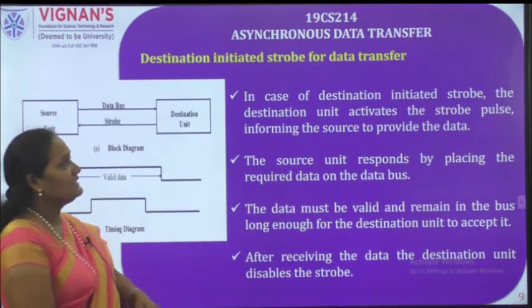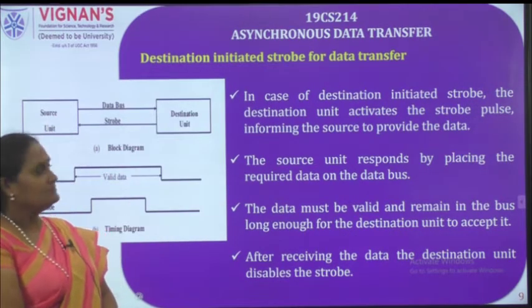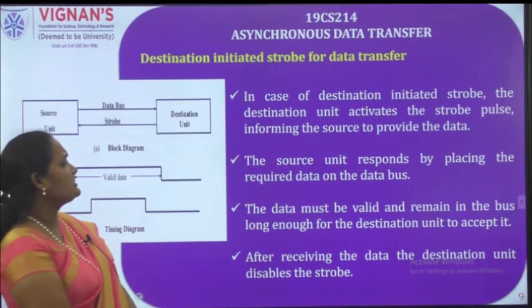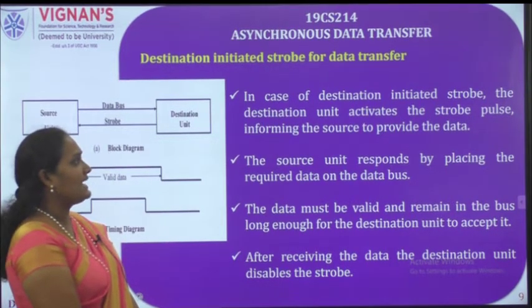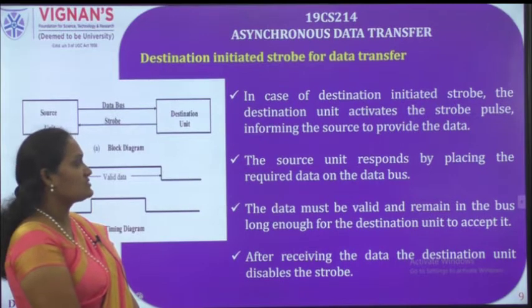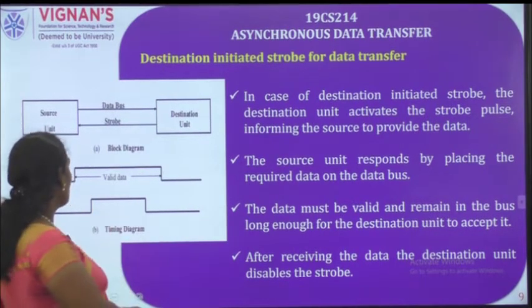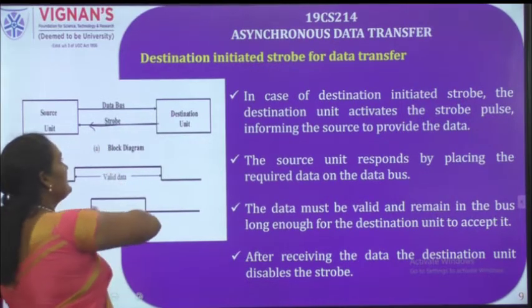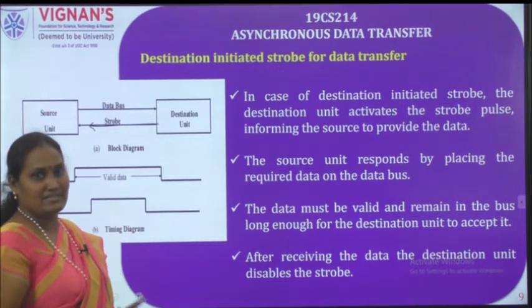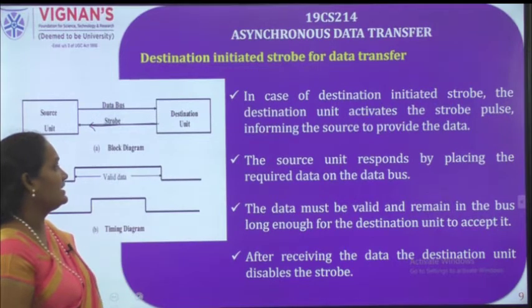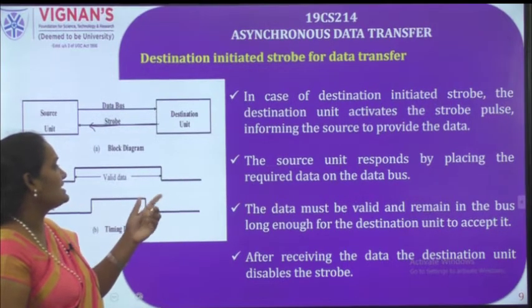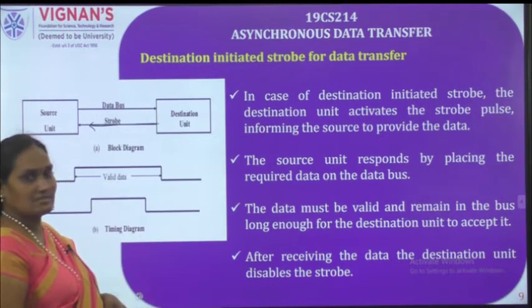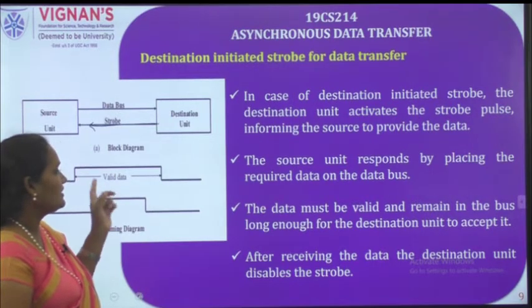Now, coming to destination initiated strobe. In case of destination initiated strobe, the destination unit activates the strobe pulse informing the source to provide the data. So, first the strobe pulse will be activated by the destination unit. So, it indicates to the source, I am ready to take the data. So, please send me the valid data. So, the source unit responds by placing the required data on the data bus.